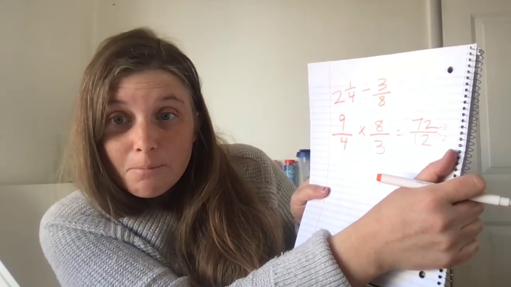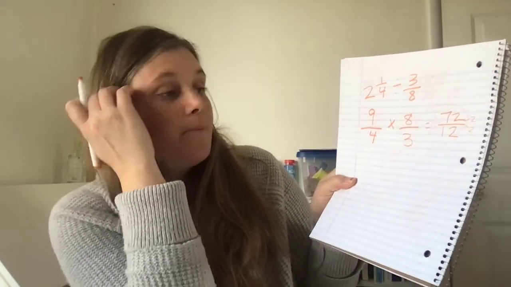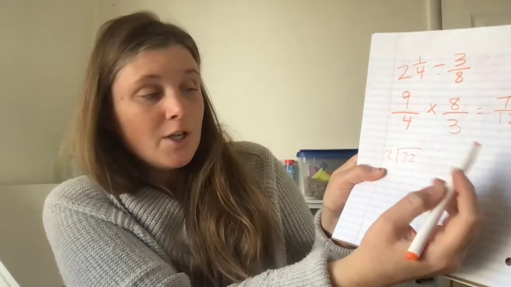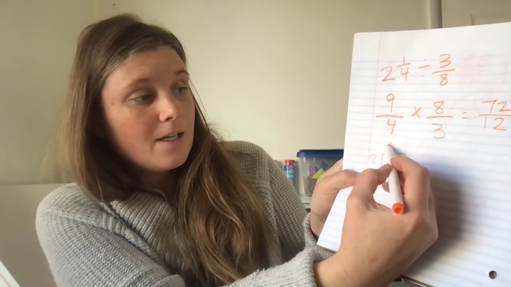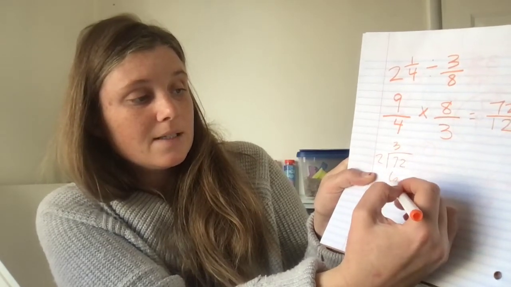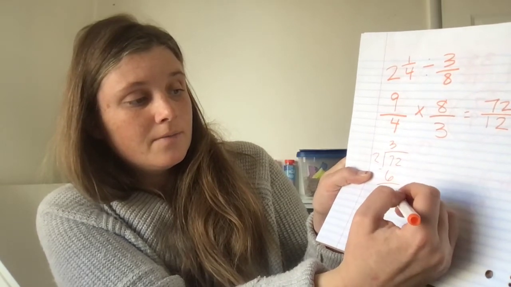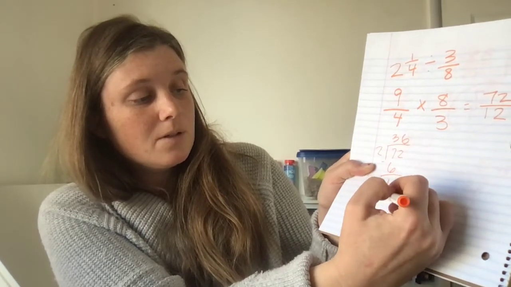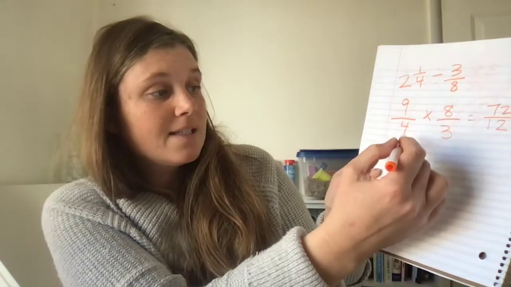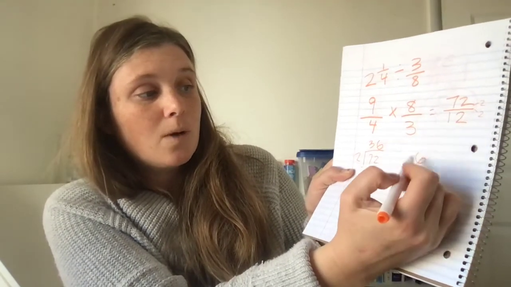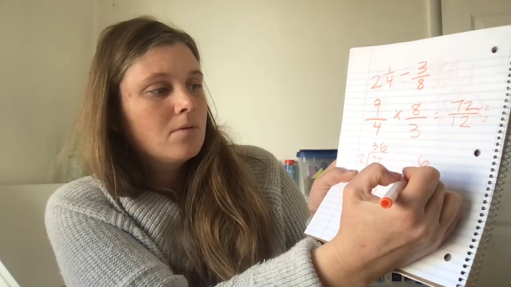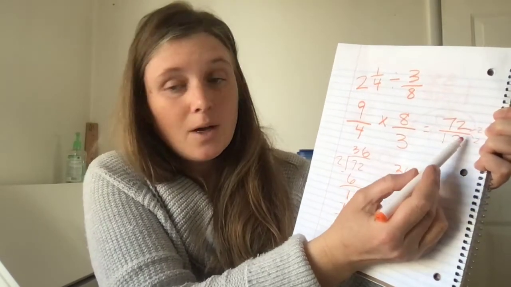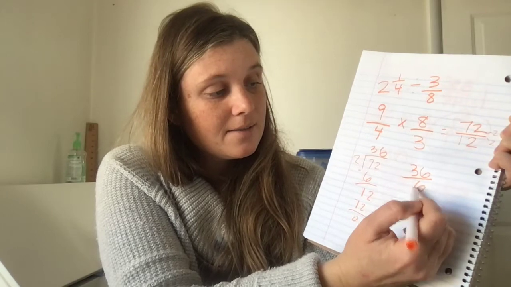72 divided by 2. What's that going to be? If you need to, go like this. 2 goes into 7 3 times. 3 times 2 equals 6. Bring it down. 2 goes into 12 6 times. 6 times 2 equals 12. Okay, so 6 over what's 12 divided by 2? Oh, no. It's not 6. It's 36. And then 12 divided by 2 equals 6.